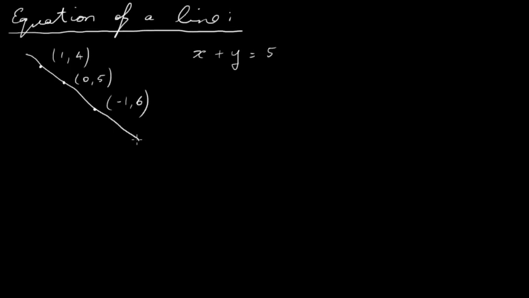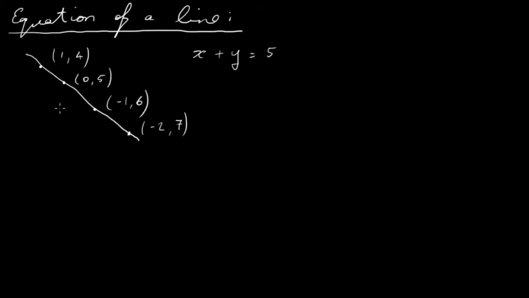In other words, for any point on this line, if we add the x value to the y value, we'll get 5. So if we take another point down here, let's say -2, it would have to be 7. -2 plus 7 will give you 5.